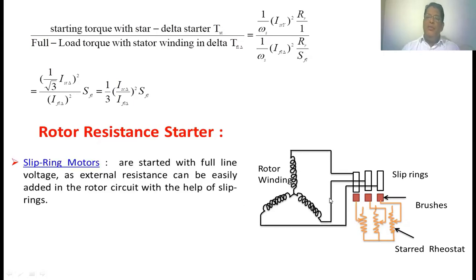This method we can use only for the slip ring induction motor, because only in the case of a slip ring induction motor there is a provision to add external resistance. We can't apply this method for the squirrel cage induction motor.